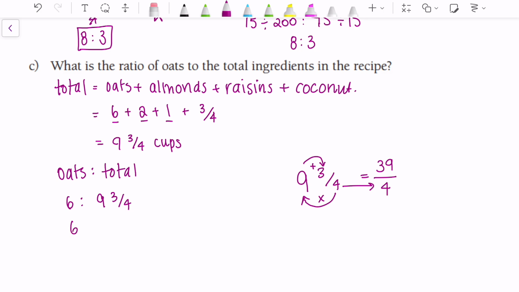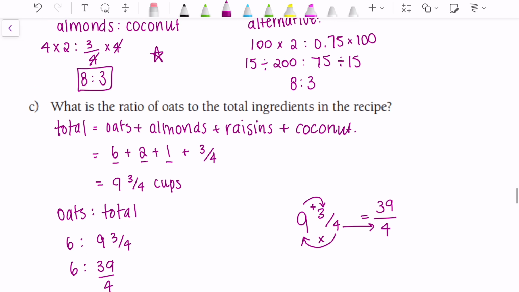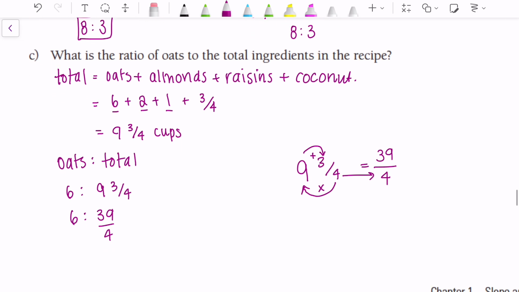Okay, so I'm going to leave that like this and apply our option from before where we multiplied by 4 to get rid of that fraction altogether. So we're going to do that, multiply by 4. Again, we're doing that because it's an opposite operation to dividing by 4. So I'm going to cross these out, and we're going to be left with 24 to 39.